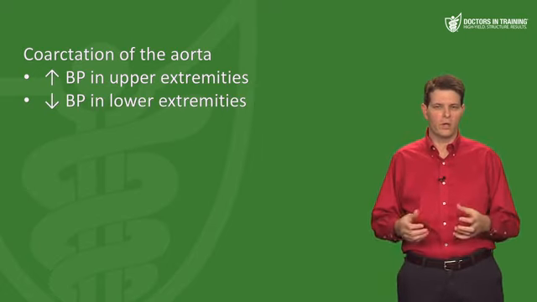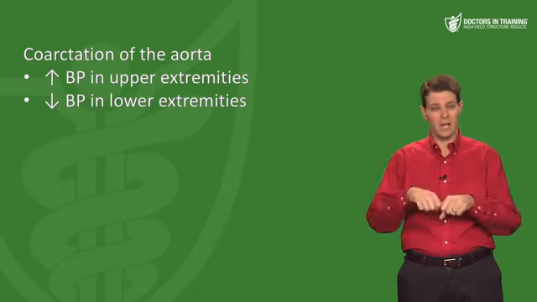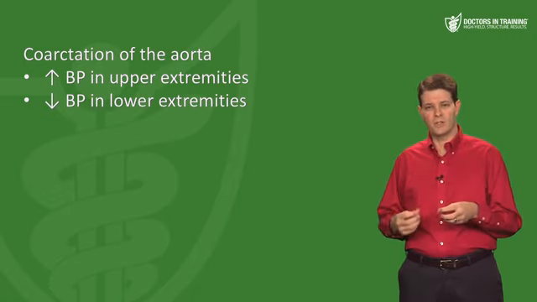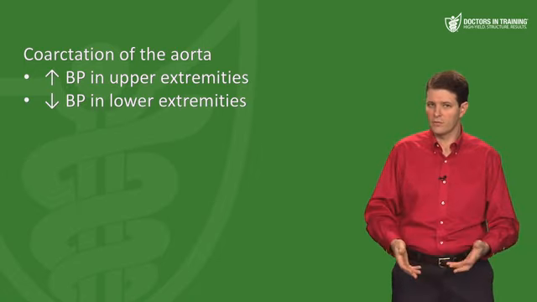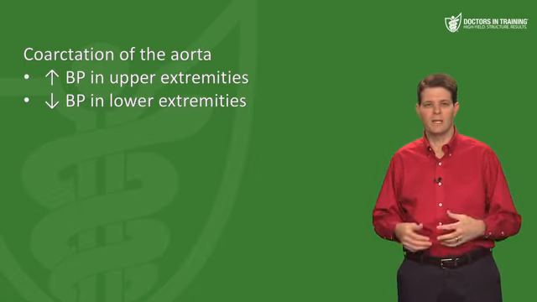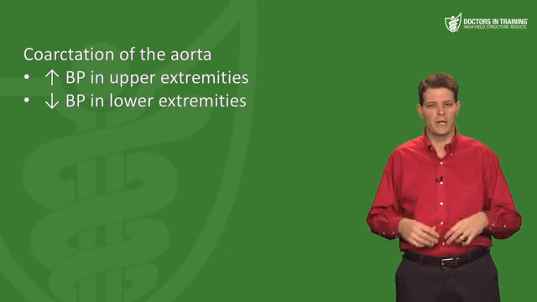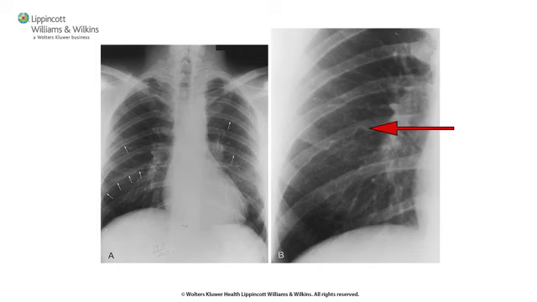So if you think of the aorta like a big garden hose and you kink that hose, the pressure proximal to the kink is going to be very high up in the arms, and the pressure distal to the kink down the legs will be low. So again, the blood pressure will tend to be high in the arms and low in the legs with a coarctation of the aorta. You may also see notching of the ribs on a chest x-ray because the intercostal arteries become dilated and that carves out little notches or indentations along the inferior aspect of the ribs.